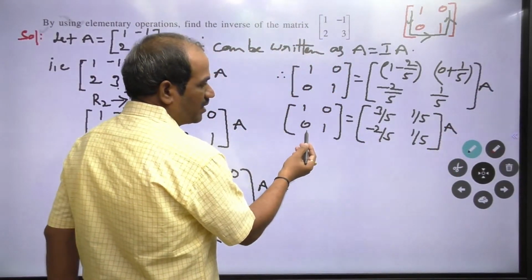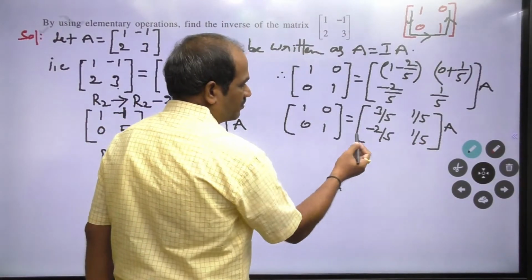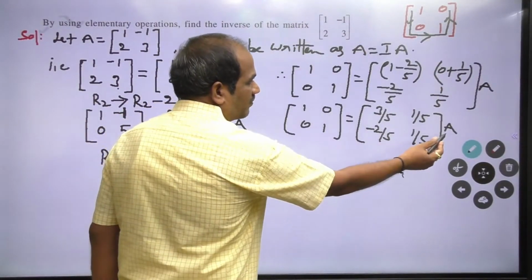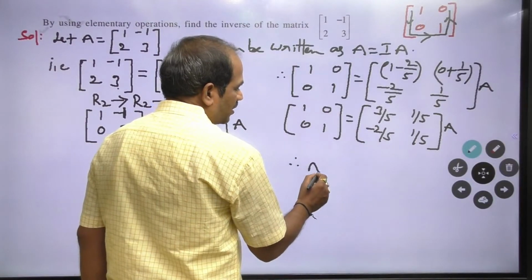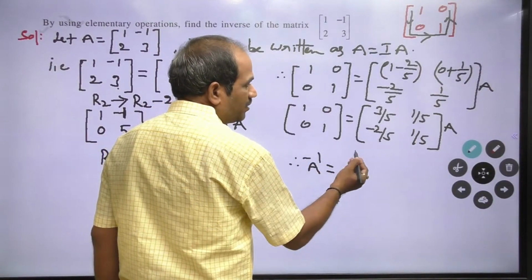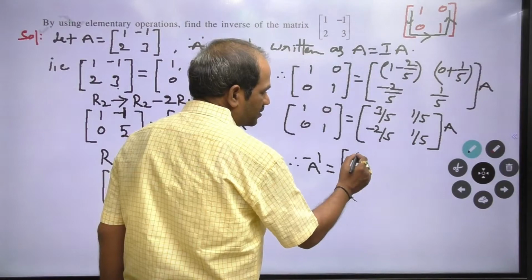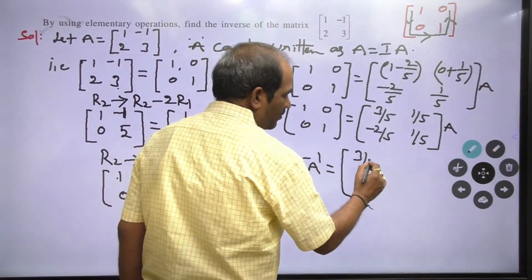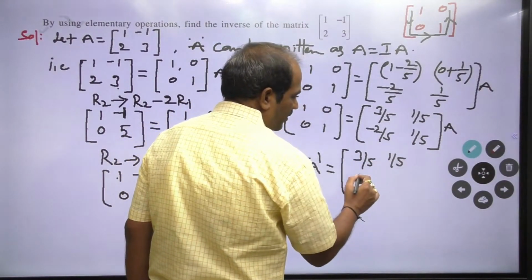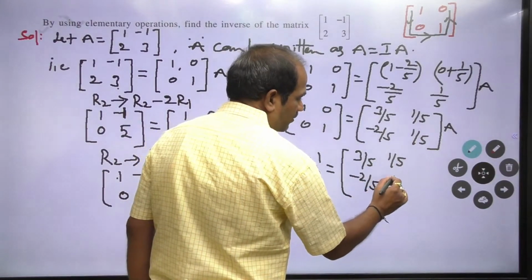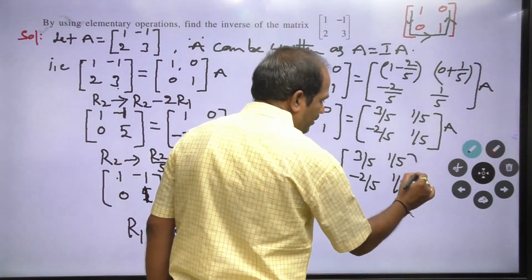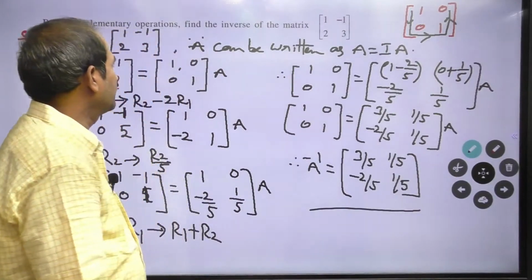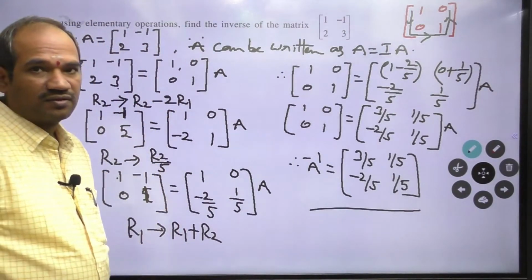It is of the form I is equal to B into A. So A inverse is equal to the B matrix, and the B matrix is this matrix: 3 by 5, 1 by 5, minus 2 by 5, 1 by 5. This is the inverse of A. Alright, one more time.